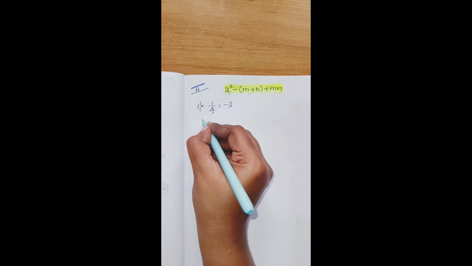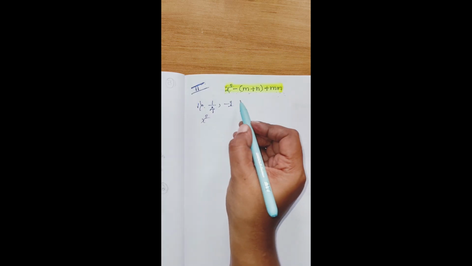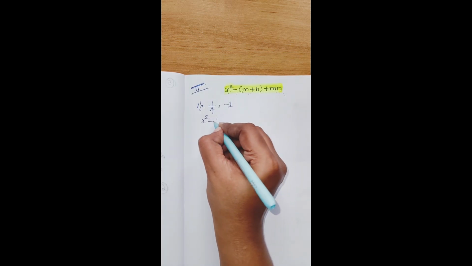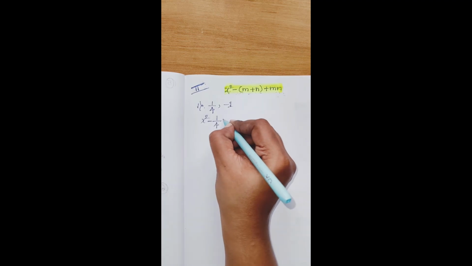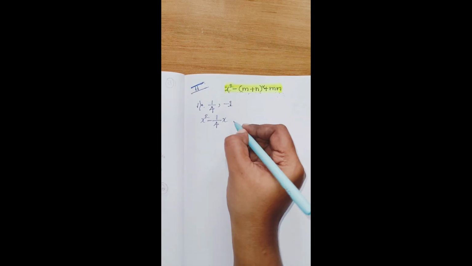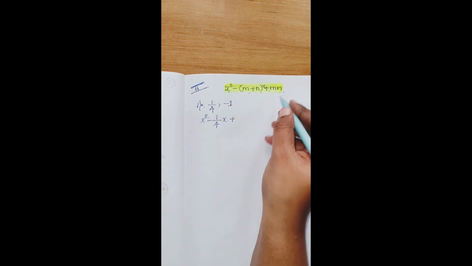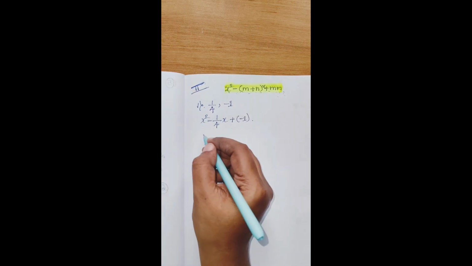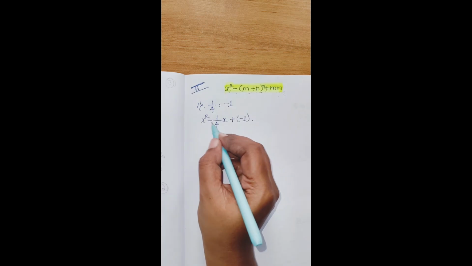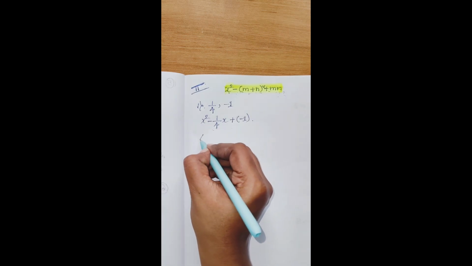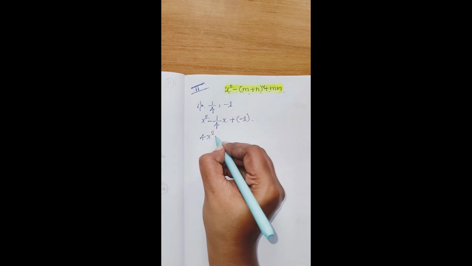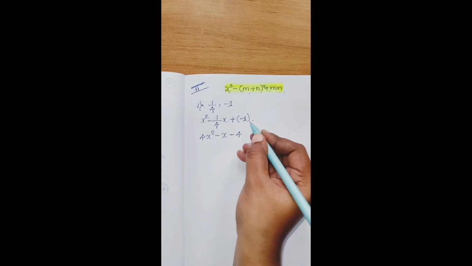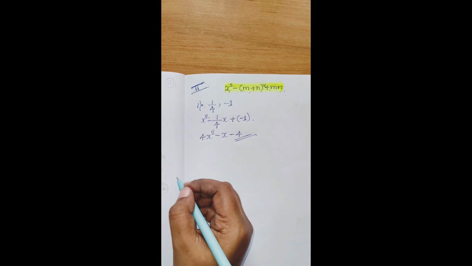X square as it is, you know, for all the questions x square is as it is. Minus of, in place of m plus n, what is there? 1 by 4 into x, plus m into n, what is there? Minus 1. Okay, do that multiplication because it's in fraction. So cross multiplication, 4x square minus x minus 4, because plus into minus is minus. So this is the equation.